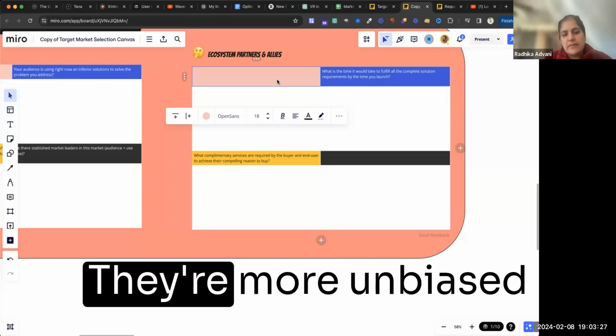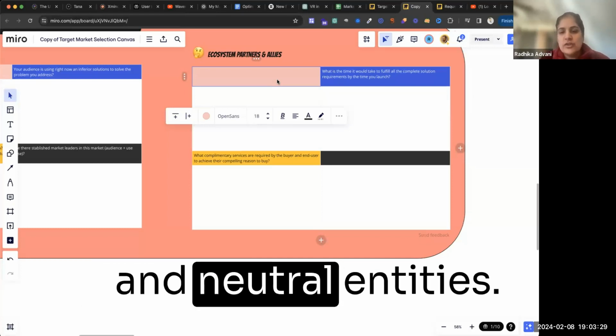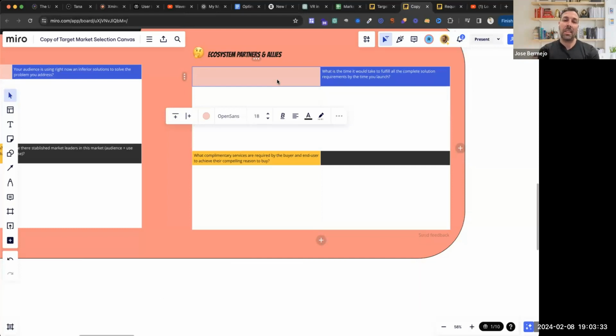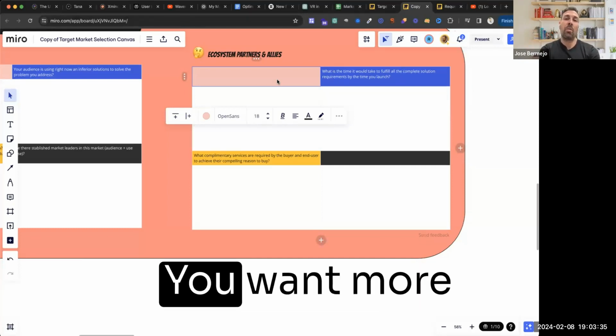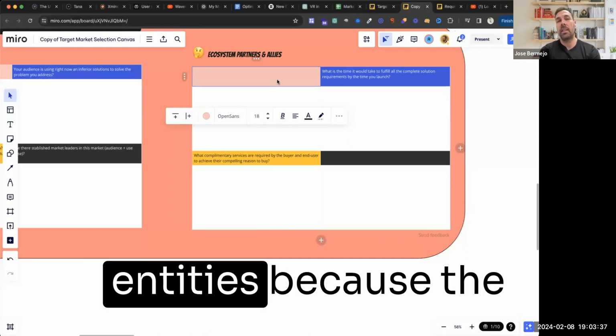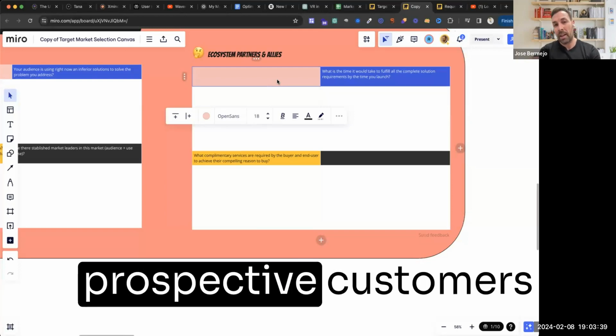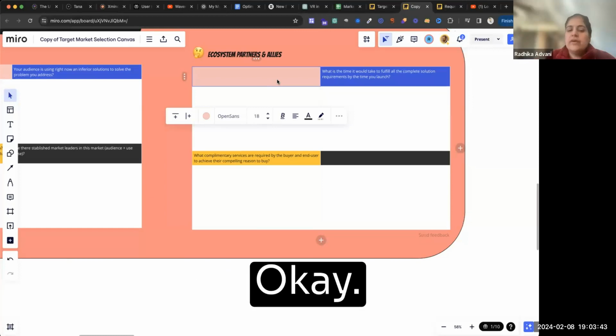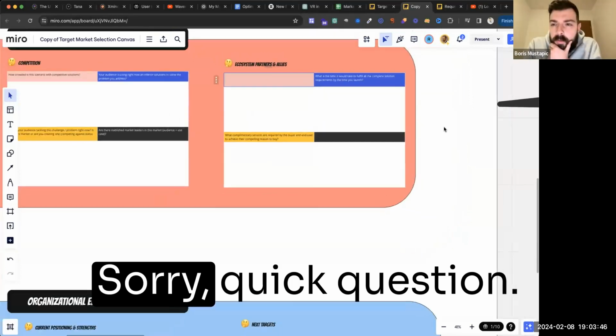Okay, makes sense. They're more unbiased and neutral entities. Exactly. You want more neutral entities, more independent entities, because the prospective customers will trust them more.